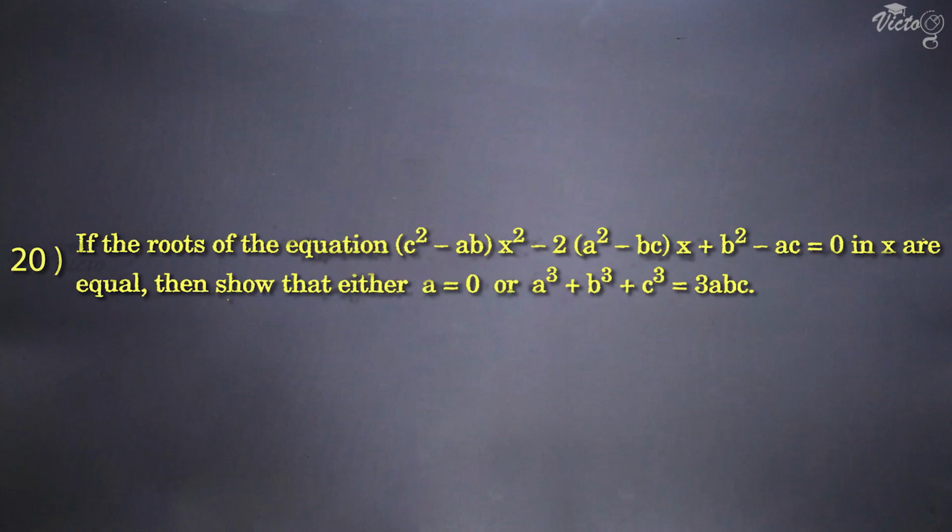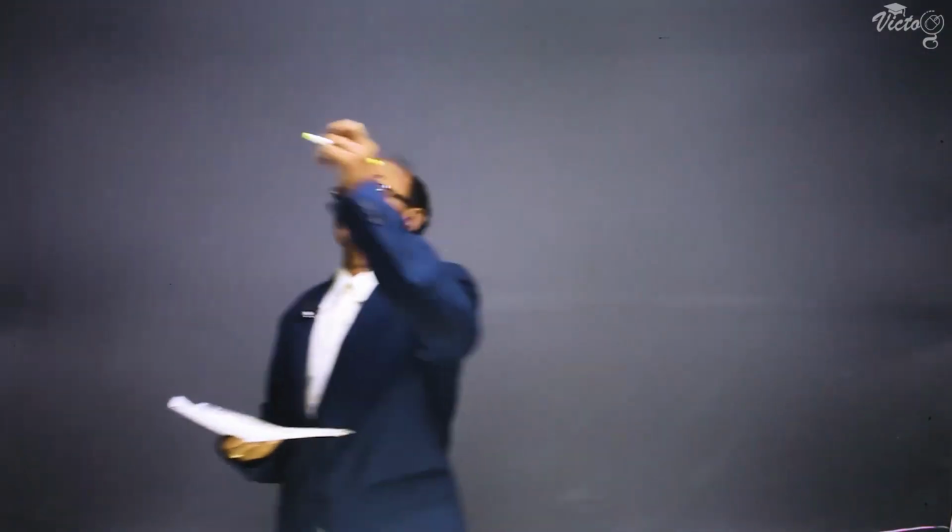If the roots of the equation c square minus ab into x square minus 2 into a square minus bc into x plus b square minus ac is equal to 0 in x are equal, then show that either a is equal to 0 or a cube plus b cube plus c cube is equal to 3abc. Next is question number 20, the last question of section C.